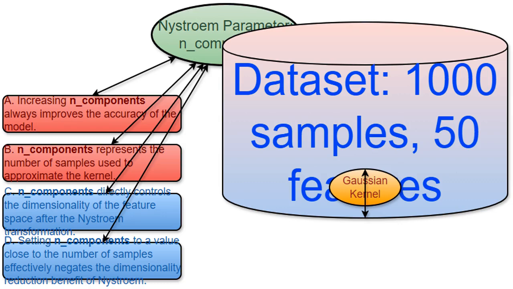I see that we're working with a dataset containing 1,000 individual data points, each described by 50 different characteristics or features. This is important context for understanding the scale of the dimensionality reduction problem we're tackling with the Nystroem method. It's a pretty sizable dataset.